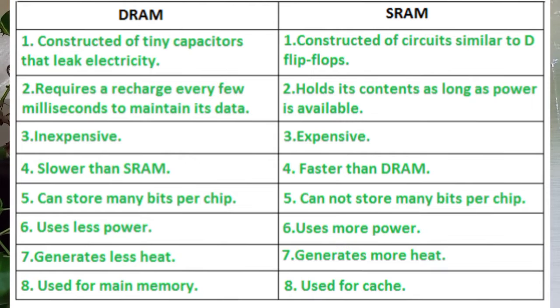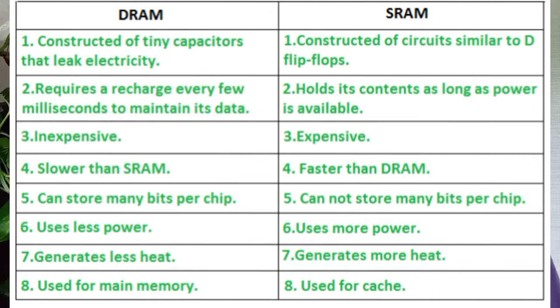Now, let's see the differences between SRAM and DRAM. DRAM is constructed of tiny capacitors that leak electricity, while SRAM is constructed of circuits similar to the flip-flops. DRAM requires a recharge every few milliseconds to maintain its data, while SRAM holds its contents as long as power is available.